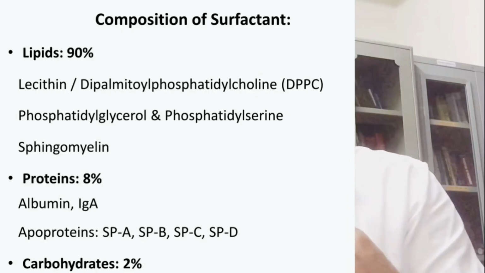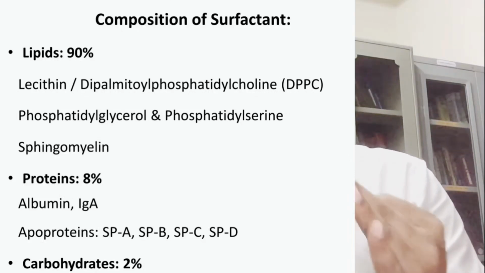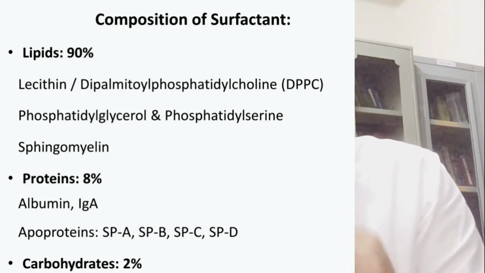What does this surfactant contain? Surfactant is mainly rich in lipids. The major composition of surfactant is around 90% lipids, whereas the remaining is mostly proteins, 8% proteins, and a negligible 2% carbohydrates. So 90% lipids, 8% proteins, and 2% carbohydrates are the composition of surfactant.